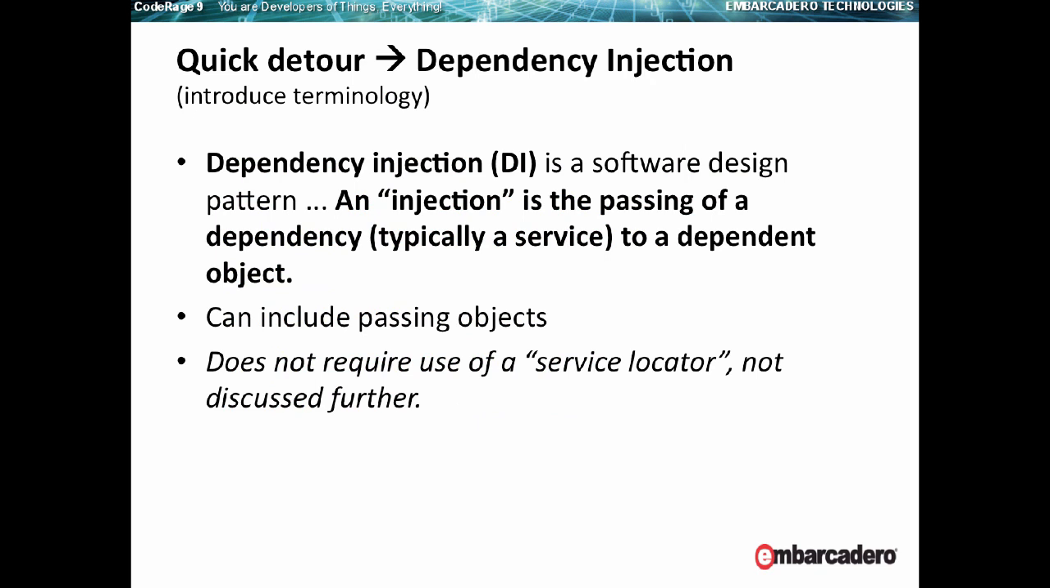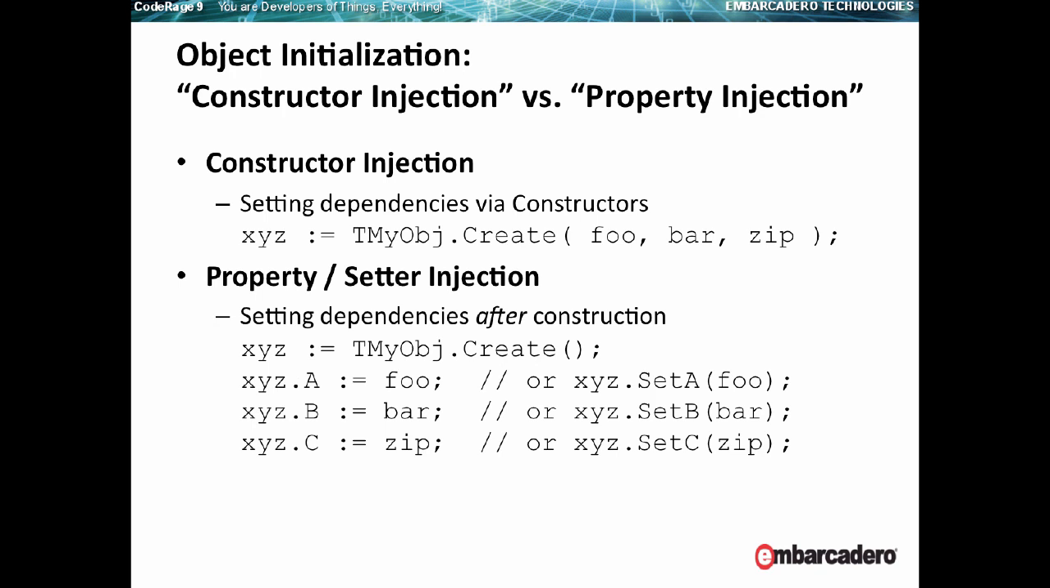Now, before I continue, I want to get a little bit of terminology here. We're going to talk about dependency injection. Dependency injection is a software design pattern, but most specifically, an injection is the passing of a dependency, typically a service, to a dependent object. And we can include passing objects. Note, it does not require the use of a service locator, and I am not discussing that further.